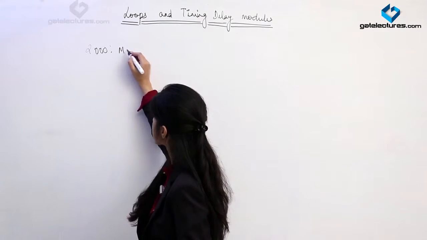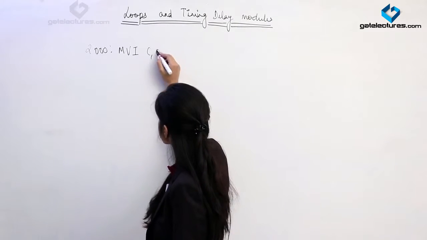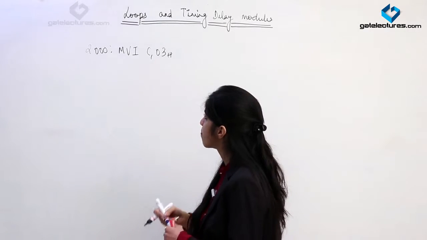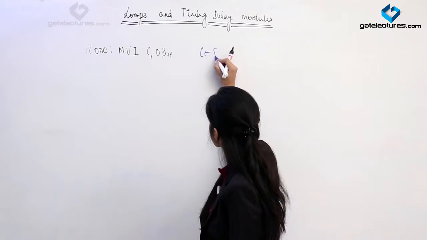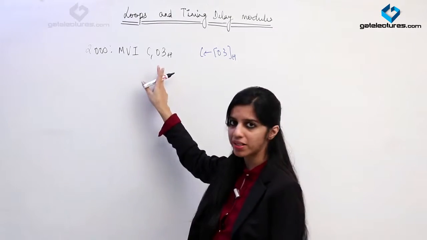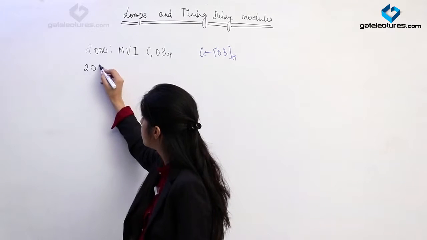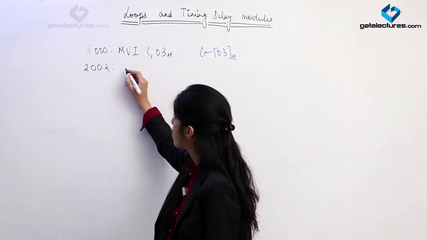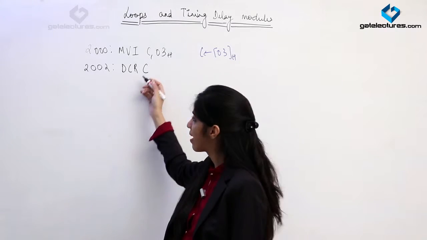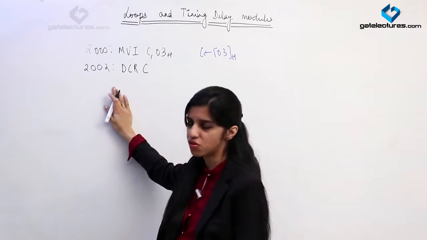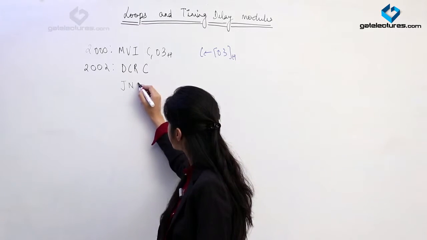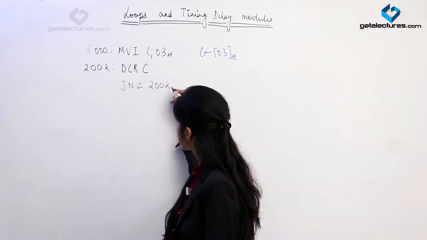I give a simple instruction MVI C, 03H. What this instruction is going to do is simply load C with the contents 03. Since this is a 2-byte instruction, the next instruction is going to begin from 2002. Here I am giving a simple instruction DCR C. Then I am giving a conditional jump, JNZ 2002.